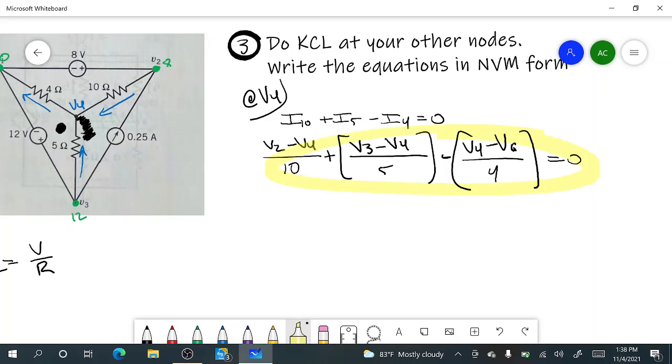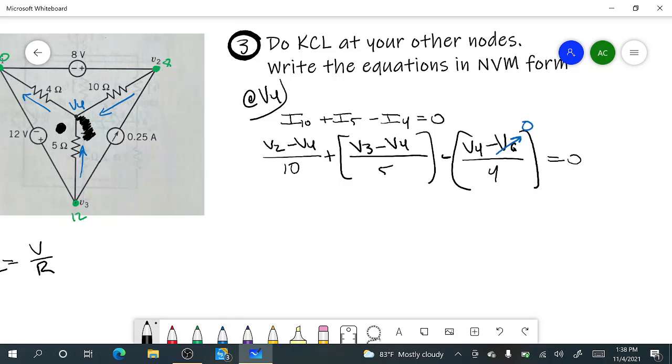This right here is the node voltage form of my KCL equation. These two statements are equivalent. It's just that one is expressed in terms of current. These are all still currents, but those currents are expressed in terms of voltage. You're just manipulating an equation to be represented in new variables. That's all you're doing. Keep in mind that VG equals 0.